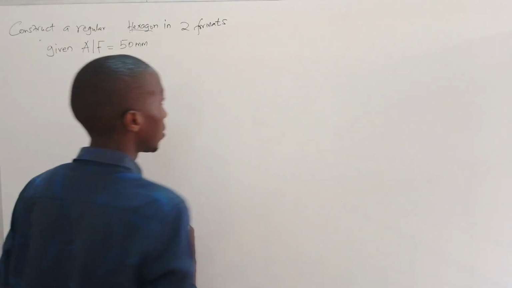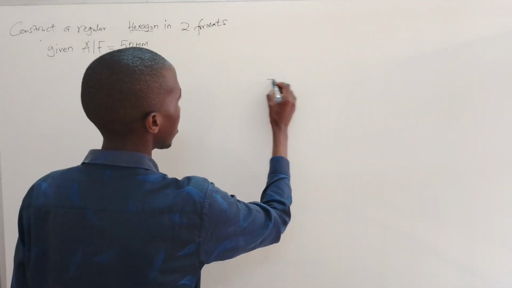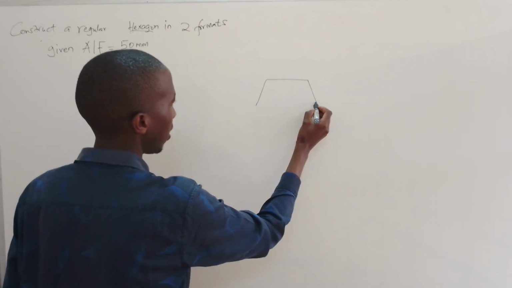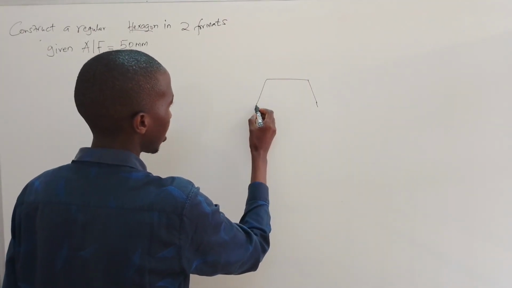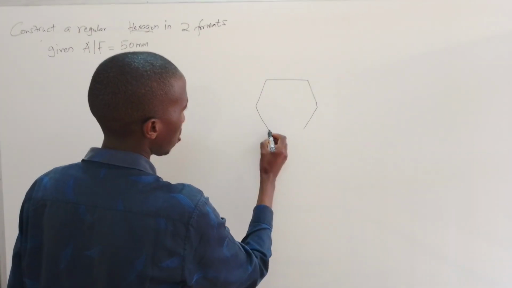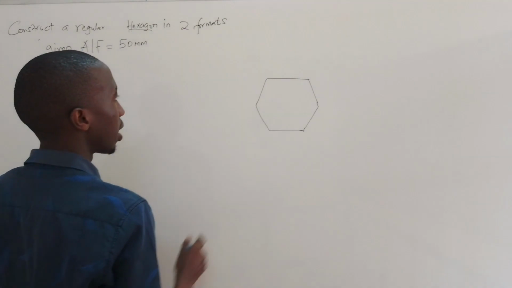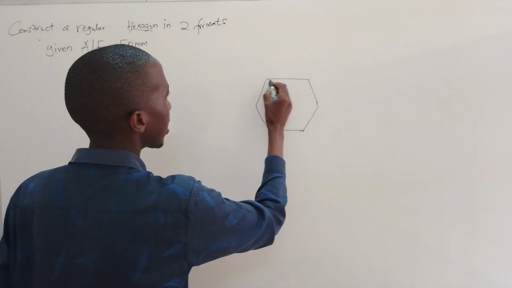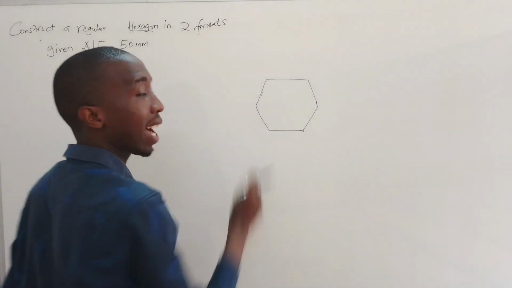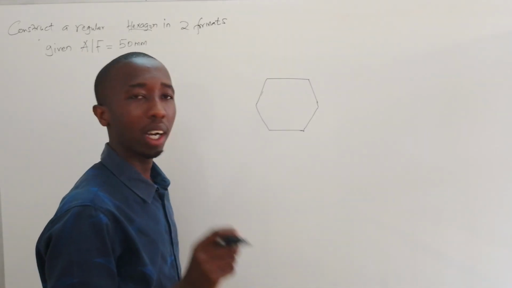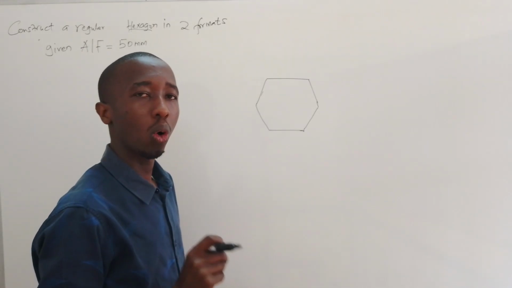Let me sketch a hexagon. Then I explain what AF really means. What does it really mean? I will explain this using this simple illustration. It's a distance from a half a side of a hexagon to another half a side of the same hexagon.